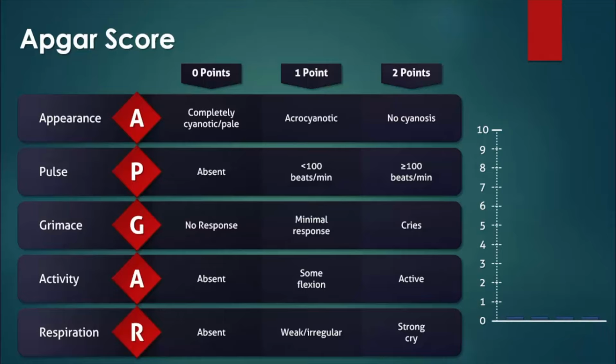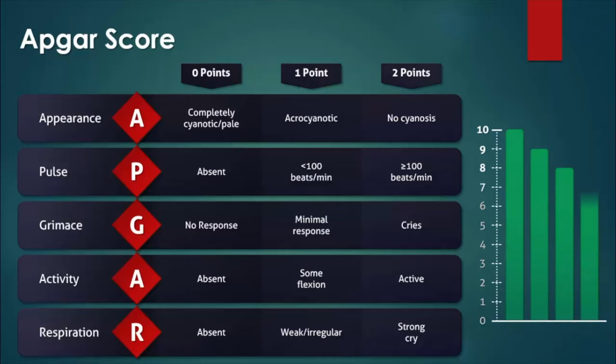After having assessed each parameter, add together the total number of points given. A total score between 7 and 10 points is considered normal. Few babies receive a score of 10 because of the high prevalence of peripheral cyanosis due to a condition called transient tachypnea of the newborn. These babies require only routine post-delivery care.